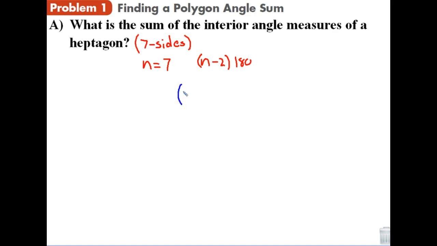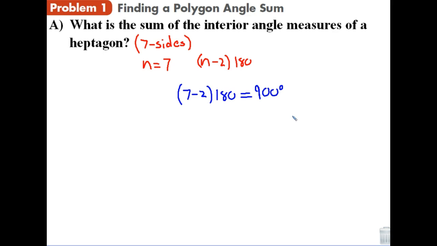All right, so we just have 7 minus 2 times 180, or in other words, 5 times 180, which gives me 900 degrees. So a 7-sided figure, any 7-sided figure or heptagon, the angles will add up to 900.